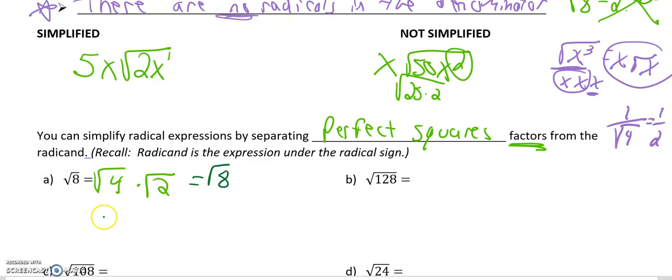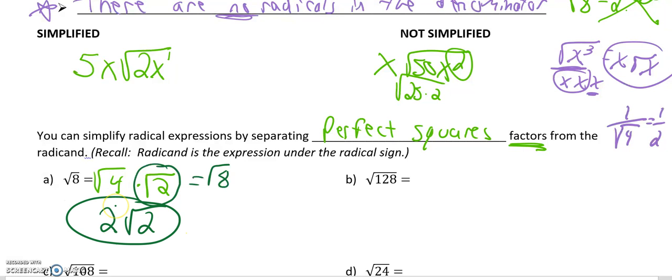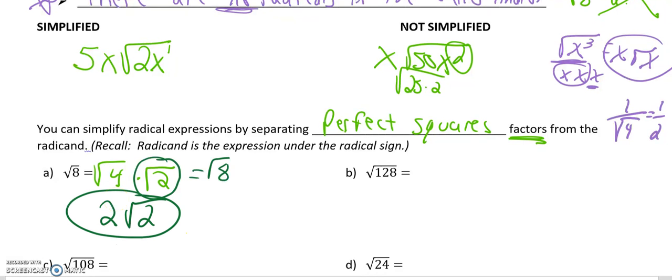But the square root of 4 is a perfect square, just like we listed up above. The square root of 4 becomes 2. And then this square root of 2 is not a perfect square, so it's just going to stay in the house. So really the answer I'm looking for here is 2 square root of 2.